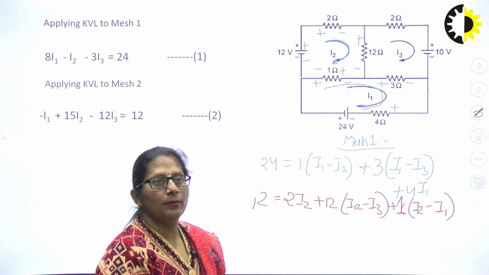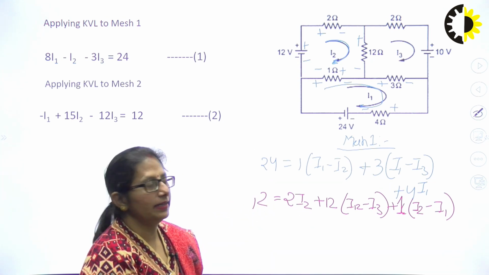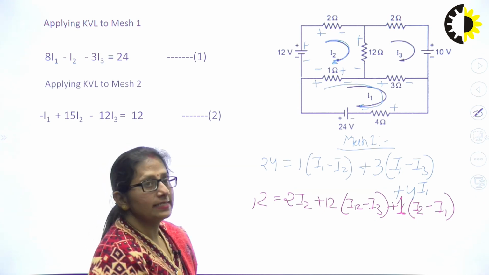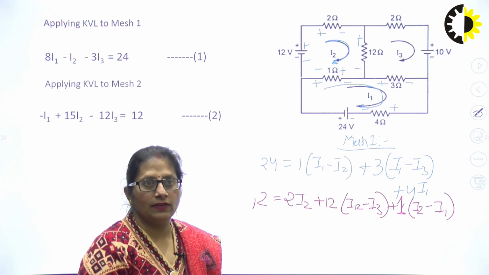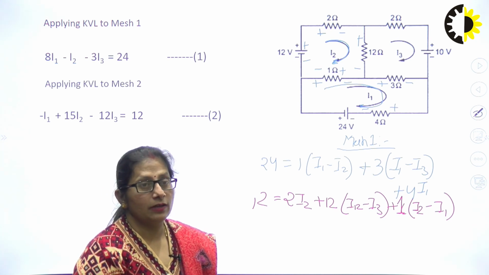Resolving these, I'll be having the equation in I1, I2 and I3. I'll be having it as minus I1 plus 15 I2 minus 12 I3 is equals to 12. That is equation number 2. What is left? Mesh 3.